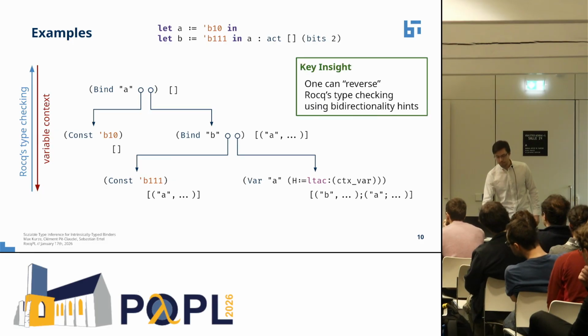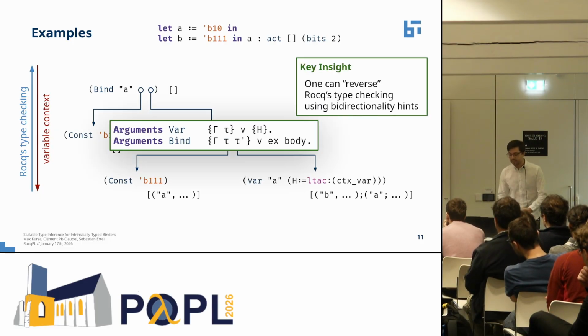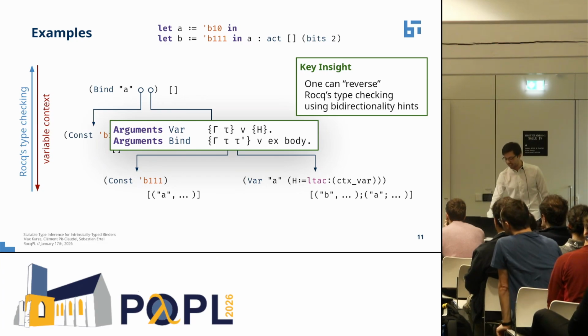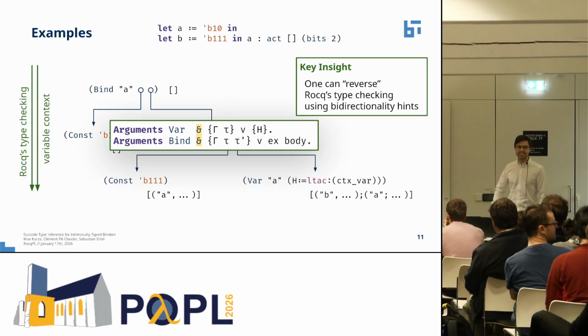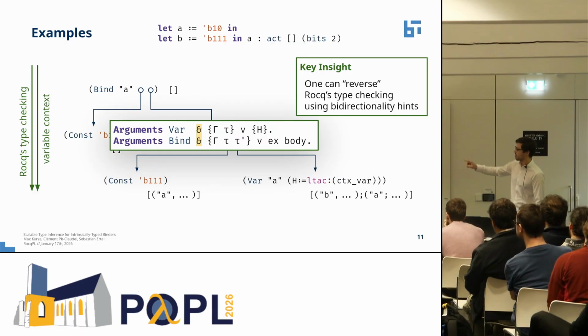And the key insight of our paper was that you can effectively reverse the type checking order of Rocq by using bidirectionality hints. So what we are doing is placing these bidirectionality hints in front of all the arguments of our constructors. There's actually one line missing. We also do that for the const case. So also for the constants, we do the same kind of bidirectionality hint.